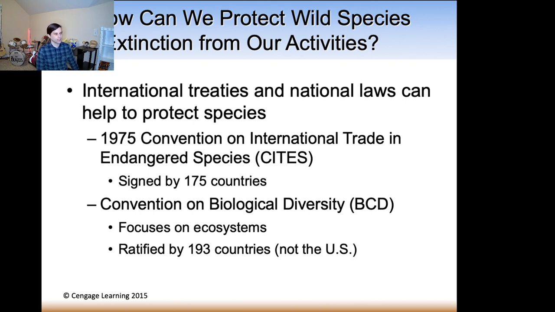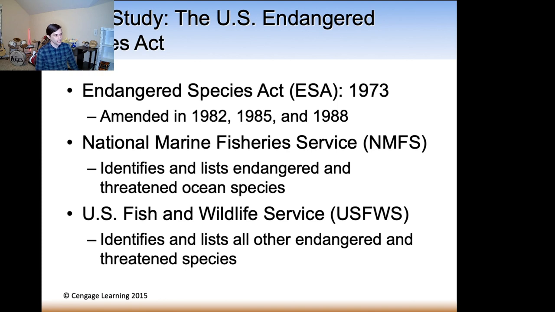So we have the Convention on Biological Diversity, which focuses on protecting the ecosystems that animals live in, and it's ratified by 193 countries except for us. Kind of interesting. We have in our country the Endangered Species Act, which was passed in 1973. It's been amended a couple of times. And this lays out what we're going to do to protect different types of species in the United States that are considered endangered, which ones are endangered, how we're going to protect them, how we deal with people hunting them, and things like that, when they should come off the endangered species list, all that kind of stuff.